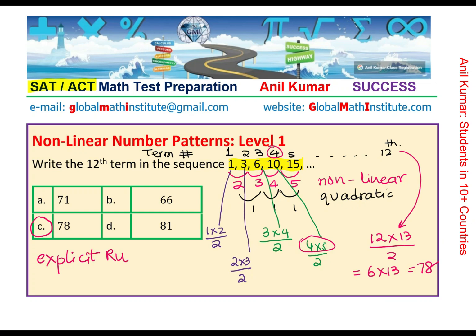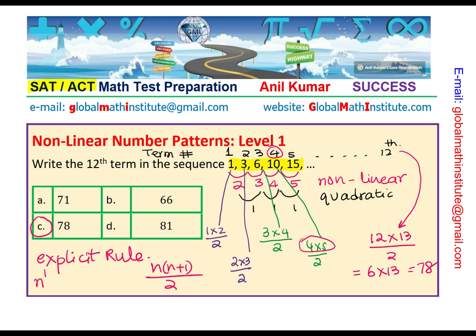Explicit rule, right? n times (n plus 1) divided by 2, where n is the term number, the nth term. This is better, right? That will give us the nth term, Tn. This is the correct way of writing it. Is that clear to you? So we use this particular formula to get the result.